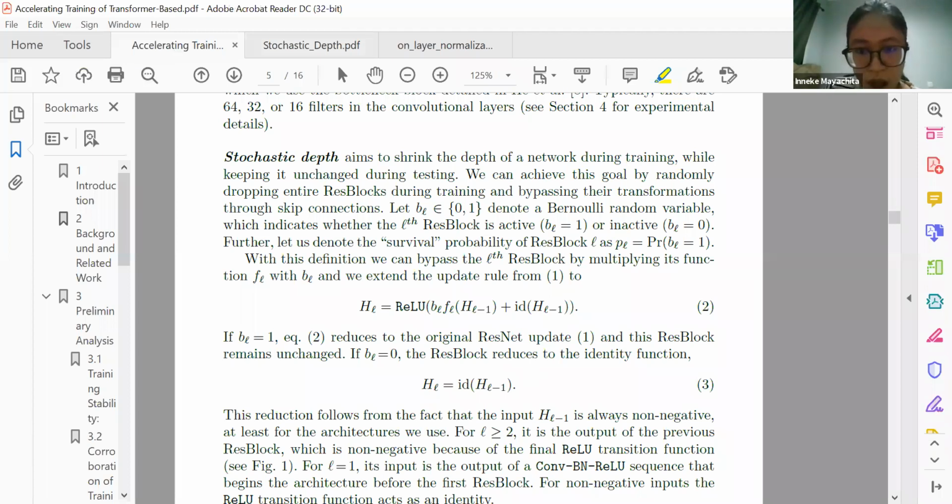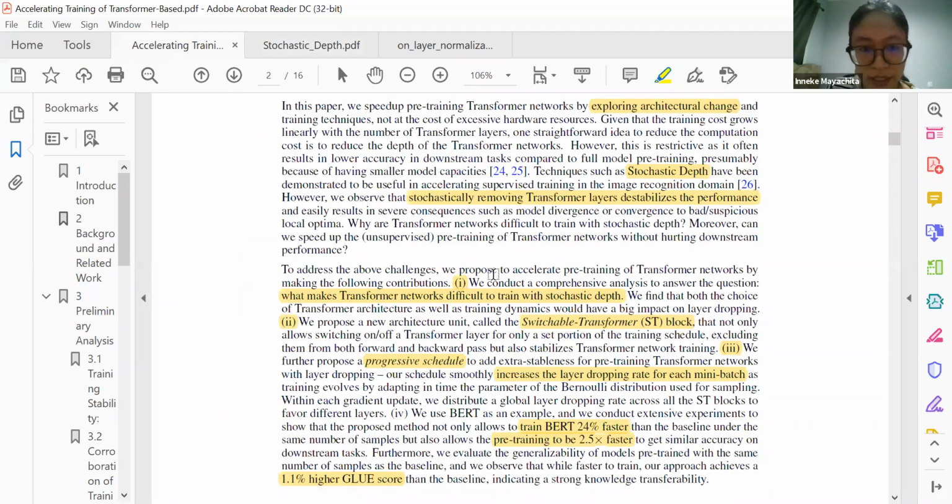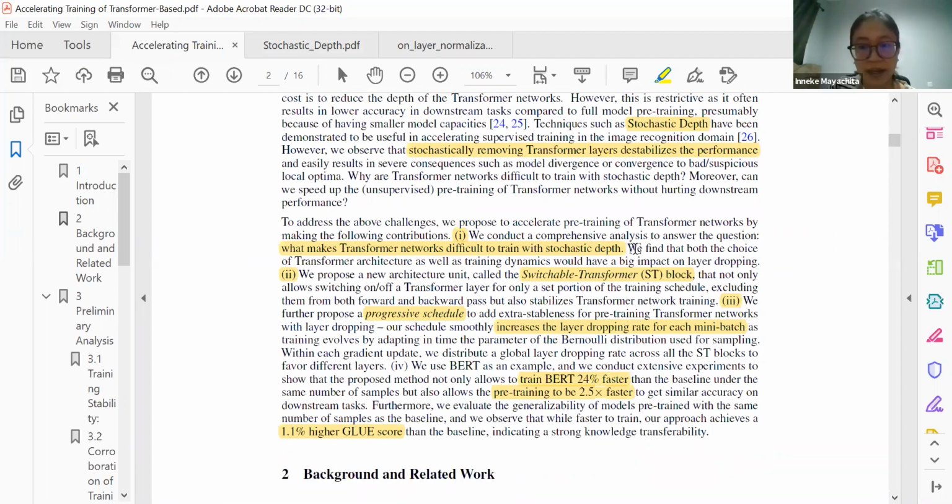And then back to our paper, the authors say that actually implementing stochastic depth alone will harm the performance of transformers. And this is one thing that this paper is trying to discuss: why doing stochastic depth does not work in transformers and what we can do about it.